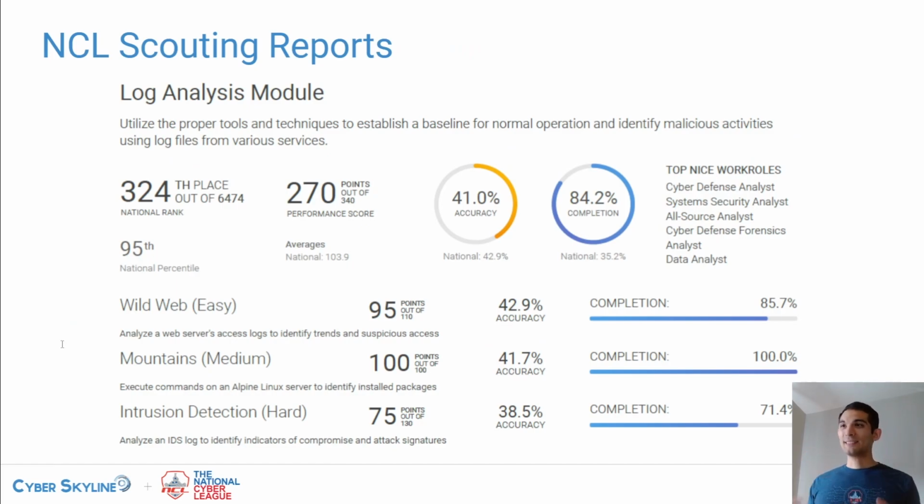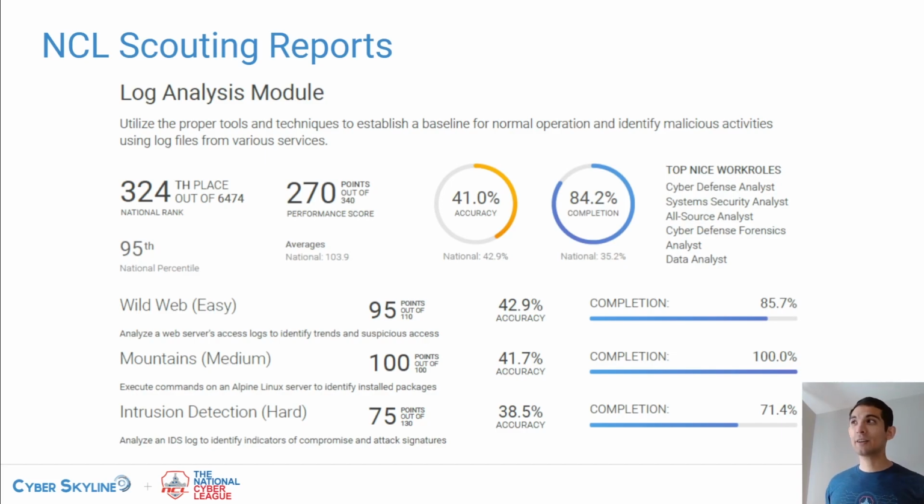Now, I want to move on to the scouting report. And so this is the main takeaway that your students are going to get once they complete NCL. So it's a great experience. It's something they can talk about, but the scouting report is a PDF document that they will get for participating in the individual game and the team game. They'll get a separate PDF for each one of those. And this is something that they can provide as evidence when they go to an employer and they apply for an internship or a job.